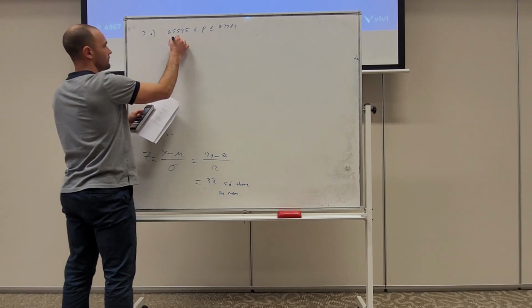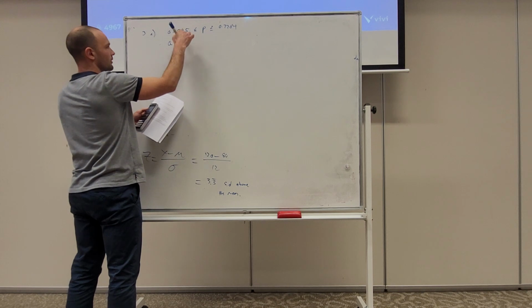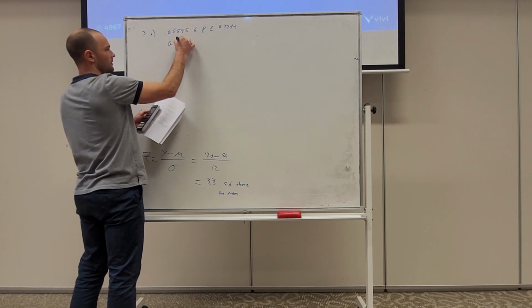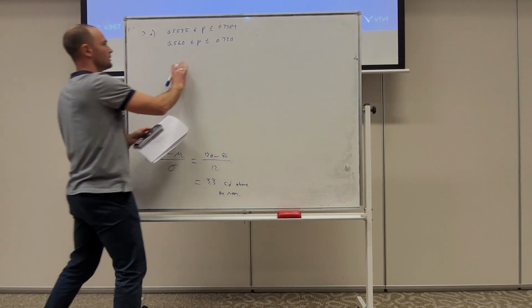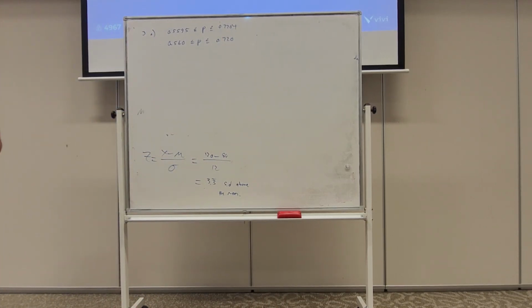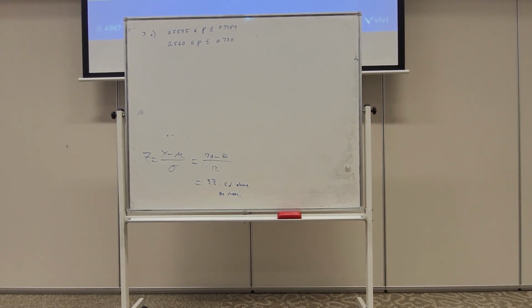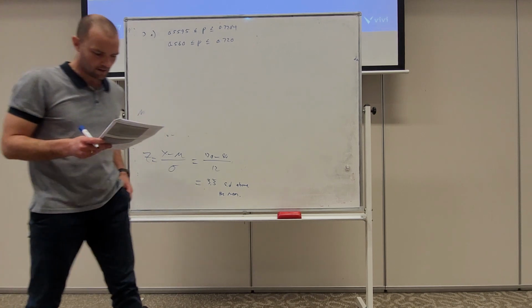0.7204, so 0.5. So that will round, which will make that round 0.560, 0.720. Okay, there we go. There's the 96% confidence interval. Okay, part B.